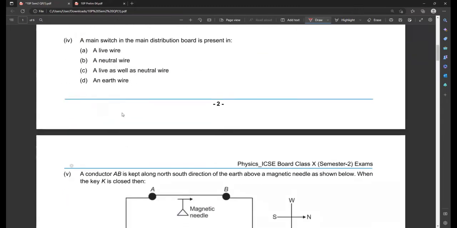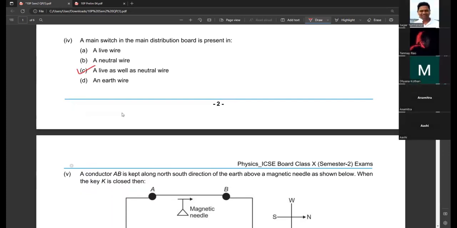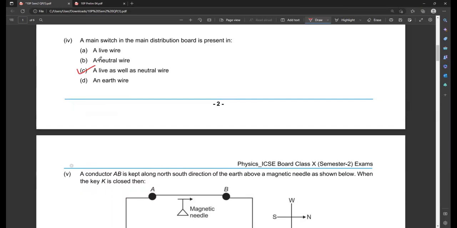A main switch in the main distribution board is present in live as well as neutral. We have studied this, the double pole switch, where the live and the neutral wire both are connected.